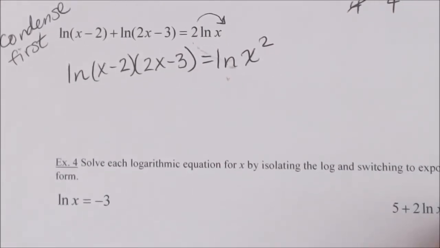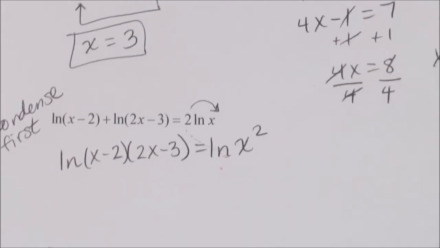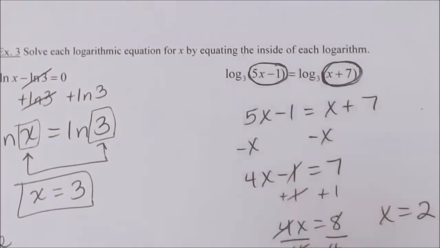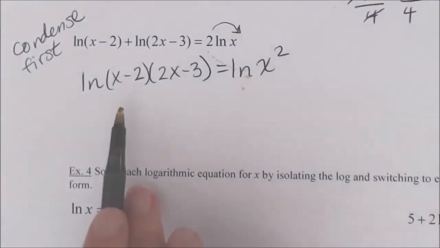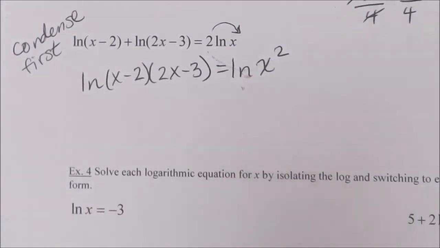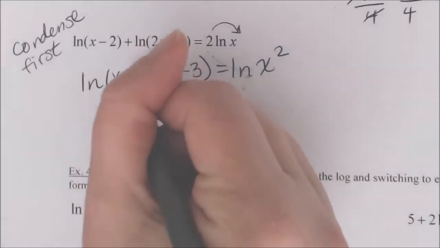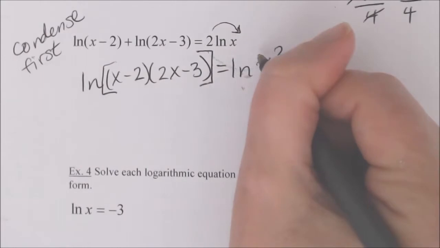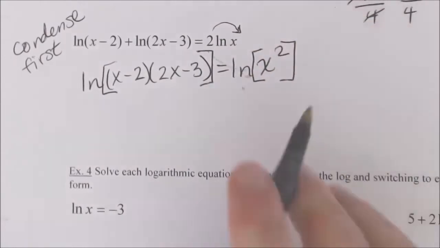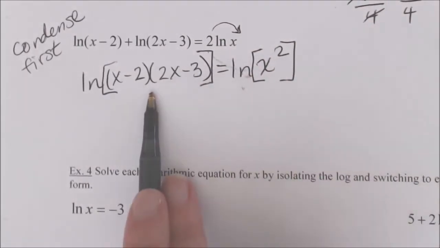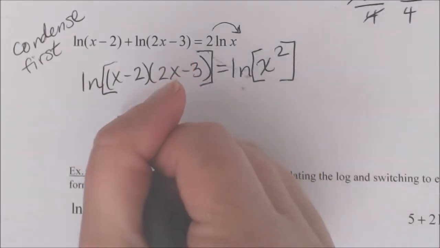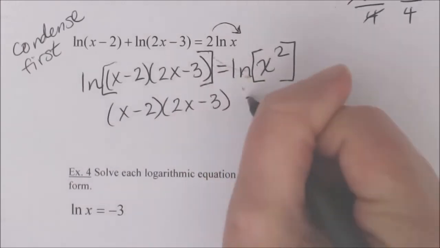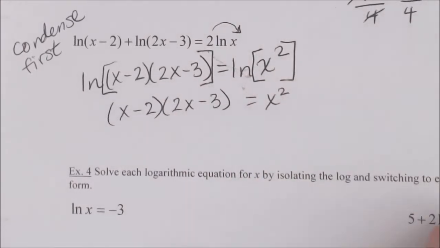Now we're kind of back to the same situation we had in the last two examples, right? I've got log of something equals log of something. So what can I do with the insides of the two logs? It's not a very pretty equation, but this entire left side, everything inside that log, I can set equal to what's in the log on the other side. What's inside has to be equal. So we're going to drop the logs and say (x - 2)(2x - 3) = x^2.